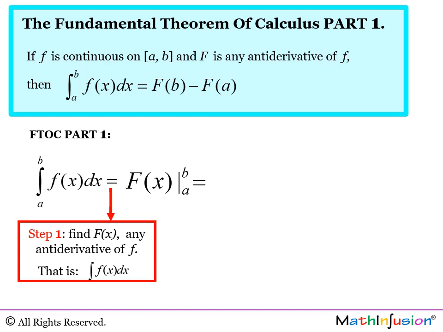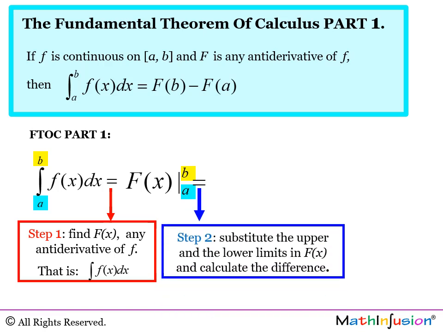This notation means that first you have to substitute b for x, and then you substitute a for x, and then you take the difference. As you can see, the upper limit has to be the first one, and then the lower limit is the next one. And we get F of b minus F of a.